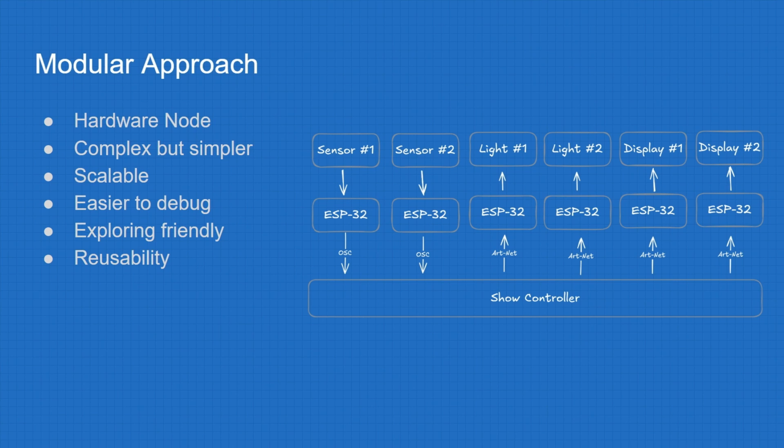It seems more complex at first, but it splits the complexity, so it's simpler. It's also more scalable. You can add a display without recoding everything. It's also easier to debug because you do everything in TouchDesigner. You can see what you send and what you receive. And it's also more geared toward reusability because you can take a hardware node from another art installation and use it in a new art installation.